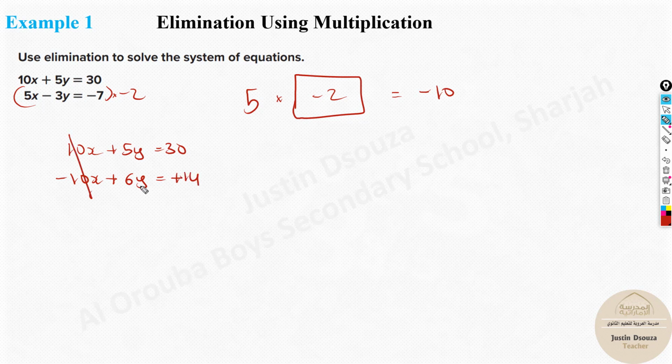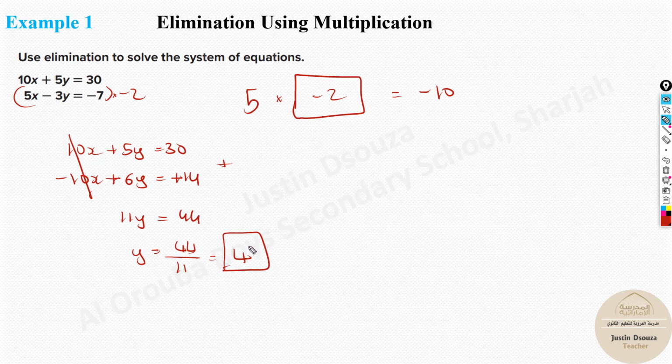And now this cancels off because minus 10 plus 10 goes off. Oh, sorry. We have already changed the sign. Please don't change the sign again. That would be wrong. You have to just add it up. You're adding both sides, both the terms. 10 minus 10 is 0. It's gone. 5 plus 6 is 11y. That is equal to 30 plus 14, which is 44. Now 11 goes to the other side, and y equals 44 by 11, that is 4. So this is how we could solve it.